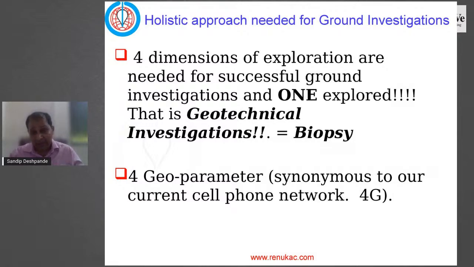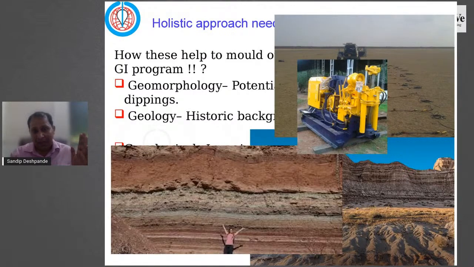What are these other 3 parameters? These are mainly the geology, the geomorphology, and the geophysical characteristics. So when you infer all these other 3 parameters, the geology, the geomorphology, and the geophysical characteristics, the explorer is quite certain what is likely to be encountered, and the geotechnical investigation just becomes a confirmatory tool or ground truthing tool to assess it and to arrive at a conclusion.